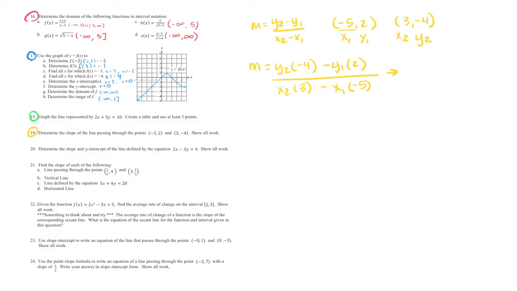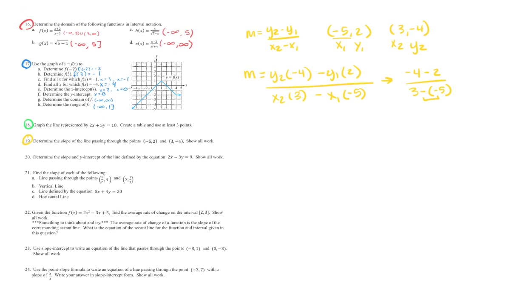So let's get that in a separate line so it looks a little better. -4 minus 2, and we have 3 minus a -5. So we see here we have 2 negatives, so we can now turn that into a plus. So we have -4 minus 2 over 3 plus 5. So this will be -6 over 8. And if we simplify that, we have -3 over 4. Now this should determine our slope at this point. If we wanted a full equation, we would have to use our point-slope form. But for this question, it is only going to ask what the m value is. So that is our slope.